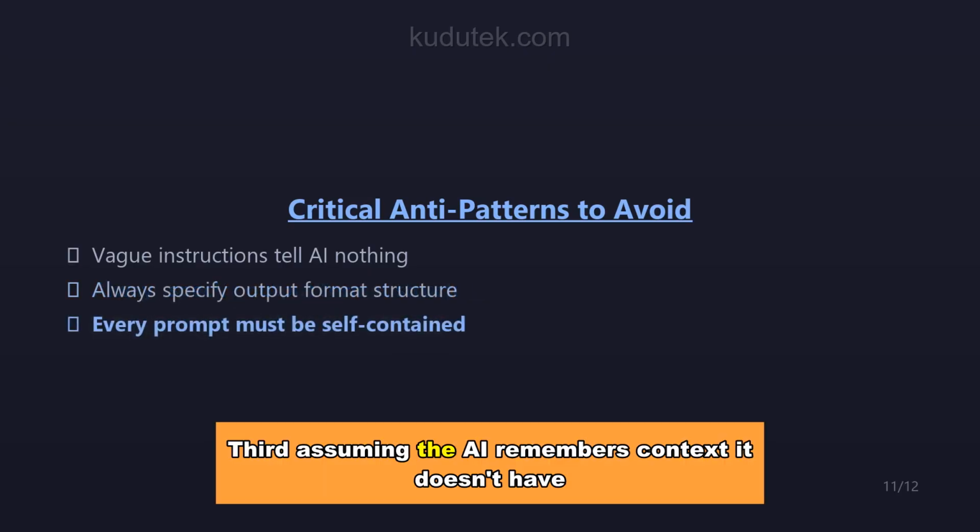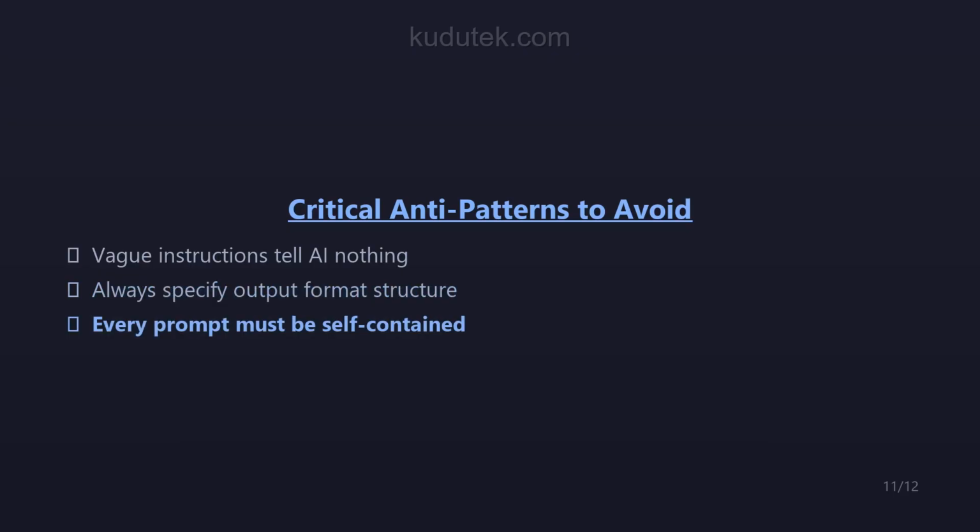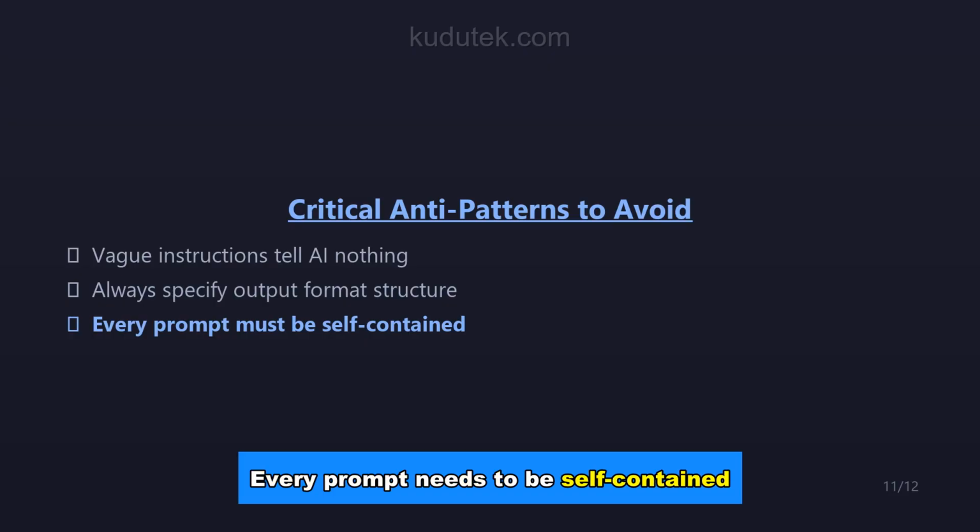Third, assuming the AI remembers context it doesn't have. In a multi-step process, don't say "now do the same for category B." The AI doesn't know what "the same" means unless you tell it again. Every prompt needs to be self-contained.